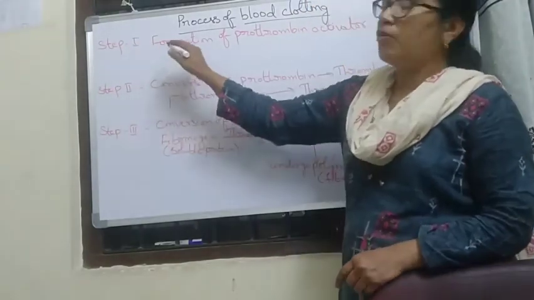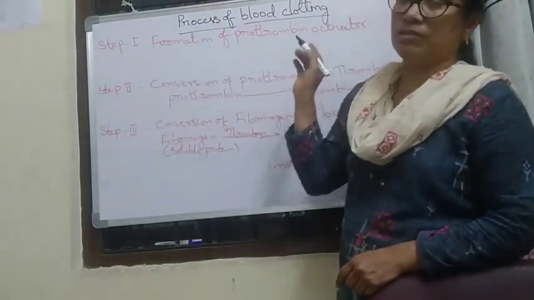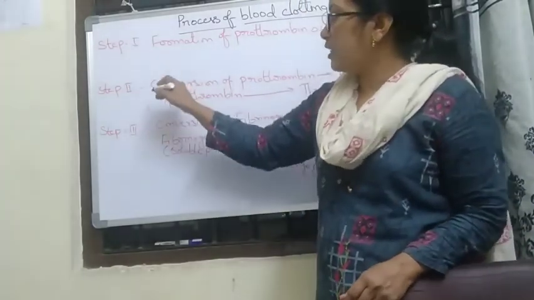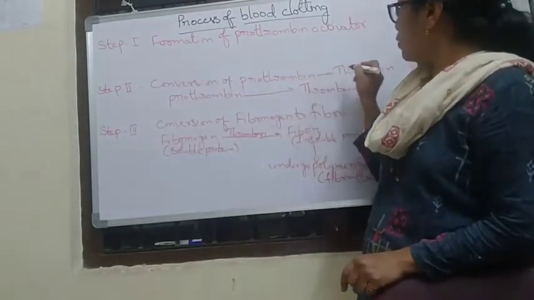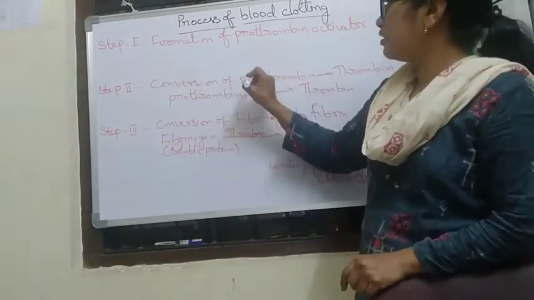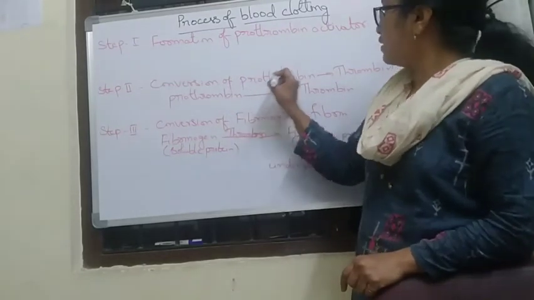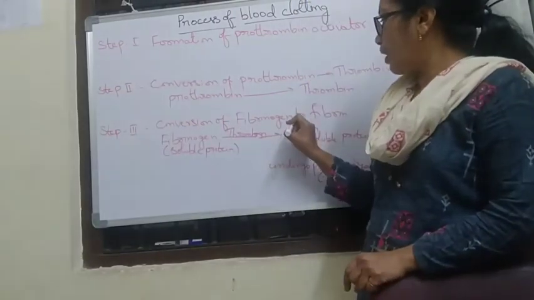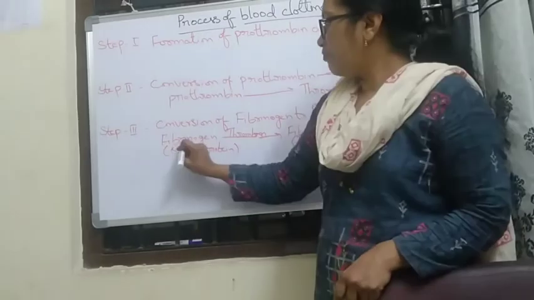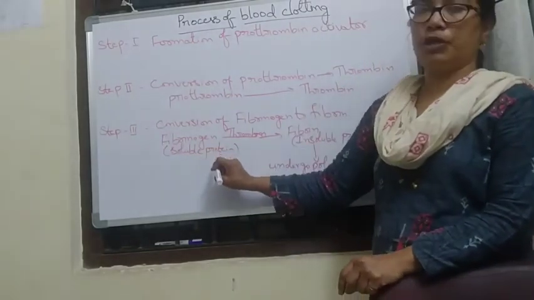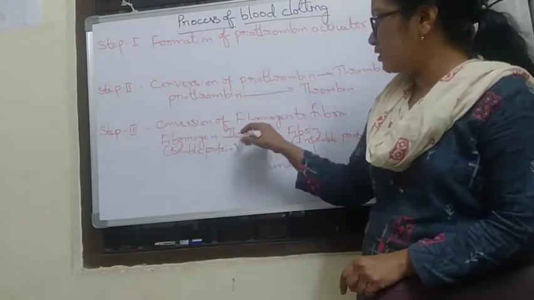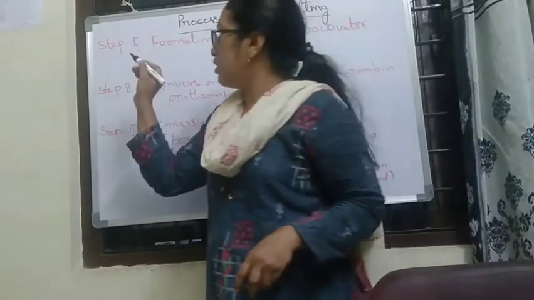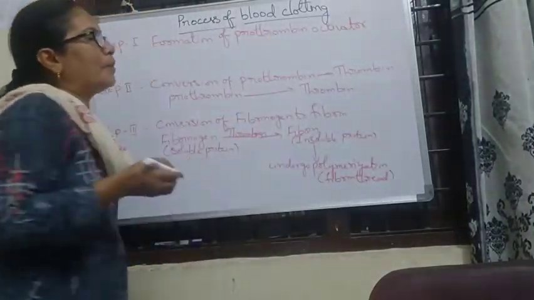In step 1, first the formation of prothrombin activator, meaning they produce the prothrombin activator. In the second step, the conversion of prothrombin to thrombin. The conversion means prothrombin, which is the inactive one, is converted into thrombin. And next, in step 3, the conversion of fibrinogen to fibrin. Here fibrinogen is the insoluble protein that is converted, in the presence of thrombin, to fibrin, which is the insoluble protein.